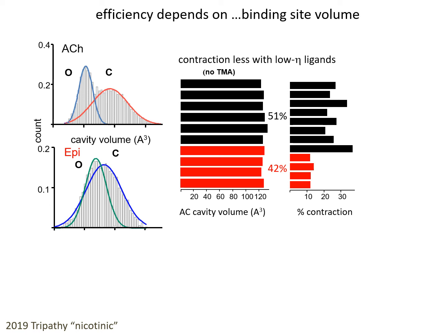So the starting C volume was approximately the same for both. However, the O volume was significantly different; the contraction of the binding pocket was significantly greater for the higher efficiency ligands compared to the lower efficiency ligands. So for the higher efficiency ligands, and now we're adding the 54% TMA ligands in here, which is why there are more bars, they contracted approximately 25%, and the 42% ligand binding pocket contracted only by about 12%. So the shrinkage of the pocket is greater with the higher efficiency ligand group.